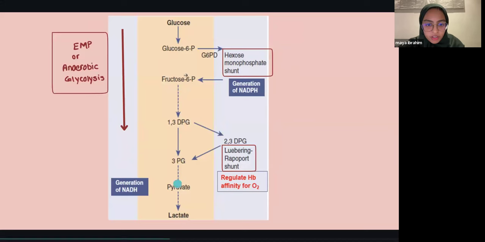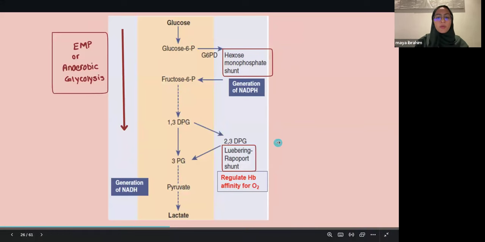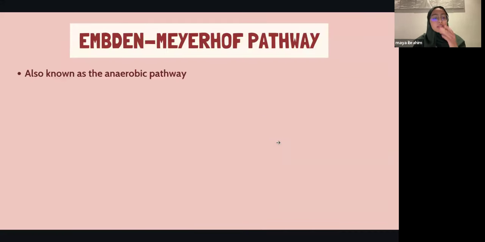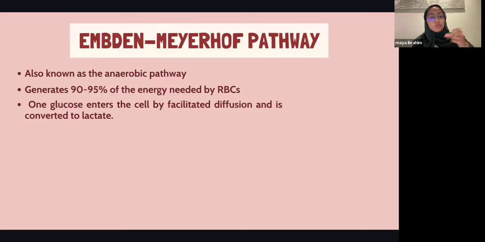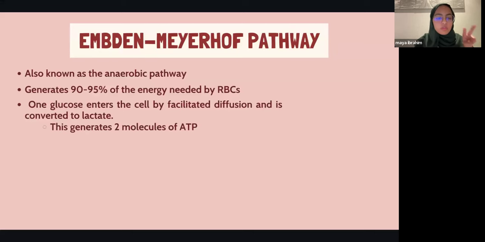The most important one here is the EMP, or the anaerobic glycolysis. Why? Because it produces the energy for the RBC. It takes in glucose by facilitated diffusion, and it converts it to lactate. By doing this, it generates 2 molecules of ATP.